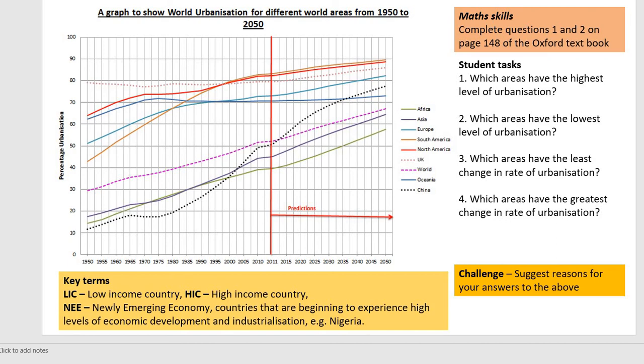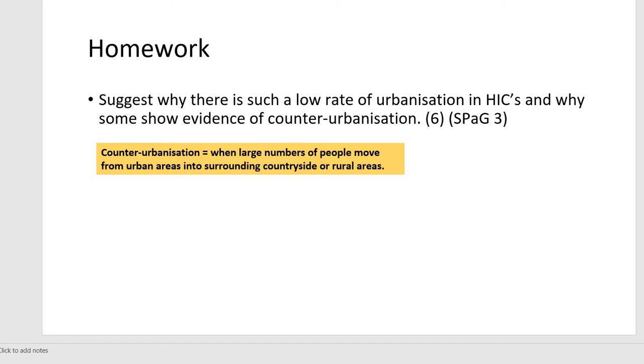Okay? The last thing that I just want us to have a look at is on the very final slide, okay? And this is to have a look at this little homework question. Now, please notice it's about HICs, okay? And it is about counter-urbanisation. So counter-urbanisation is the opposite of urbanisation. It's when you have got people leaving the towns and cities and moving to the rural areas. Okay, so leaving the urban areas and moving to the rural areas.